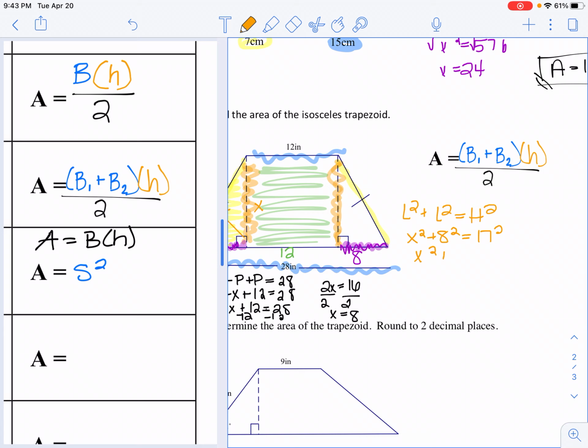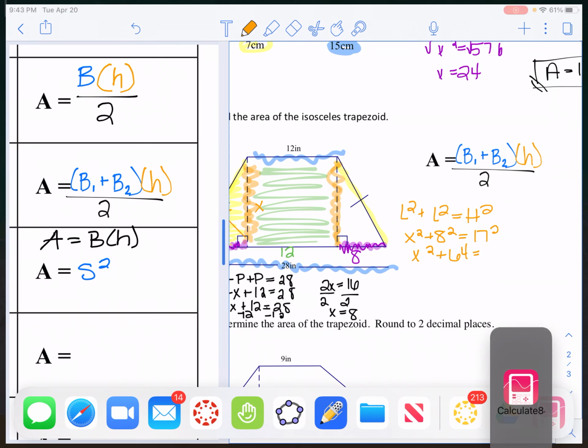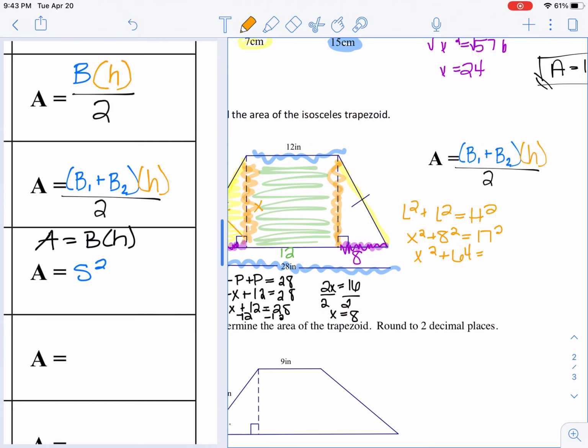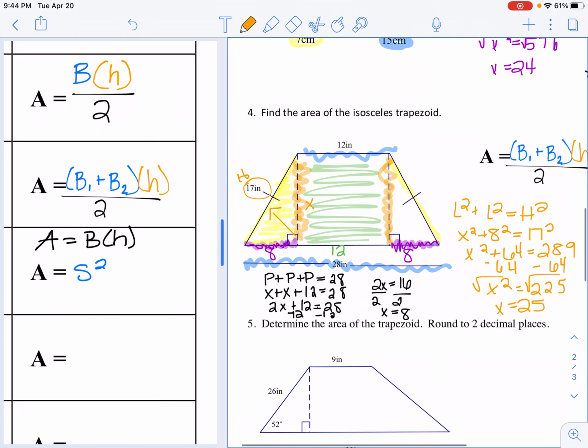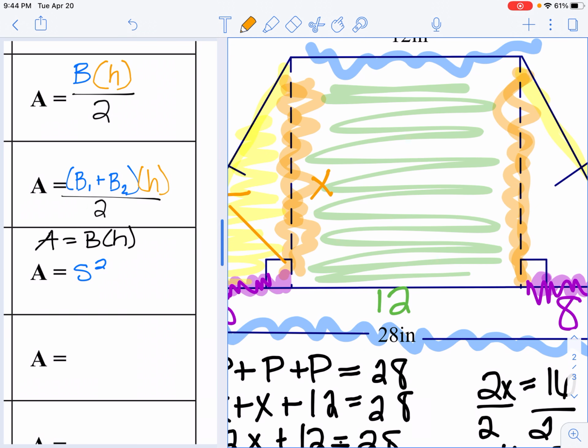You're going to get 8 squared plus 64 squared equals, you know what? I don't remember that one off the top of my head right now. 289. I was thinking something else. Square root on both sides, so that your x is going to be 25. Oops. Yeah, let me just write over that.